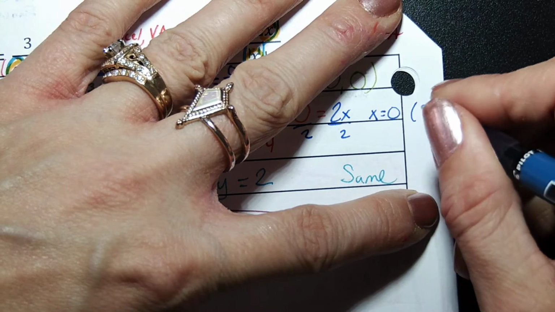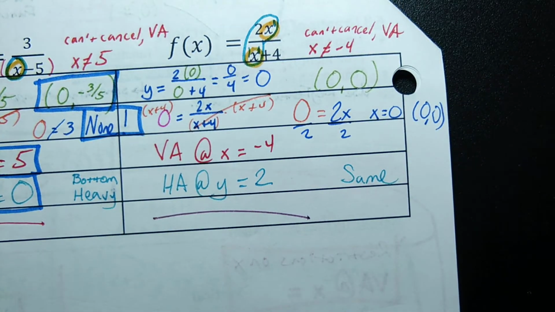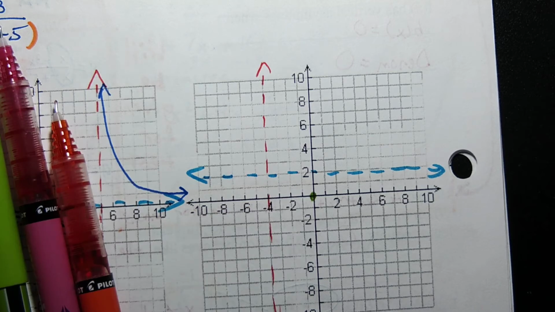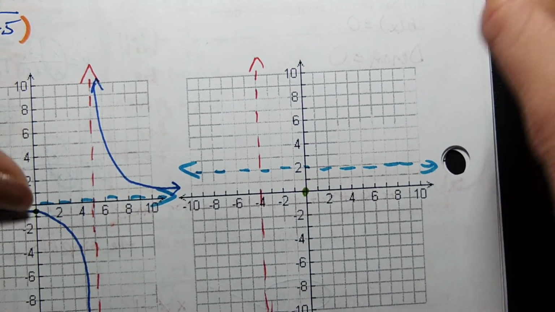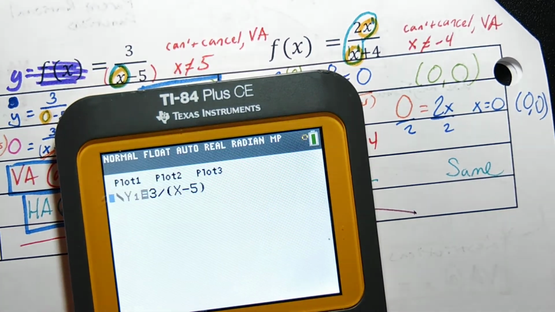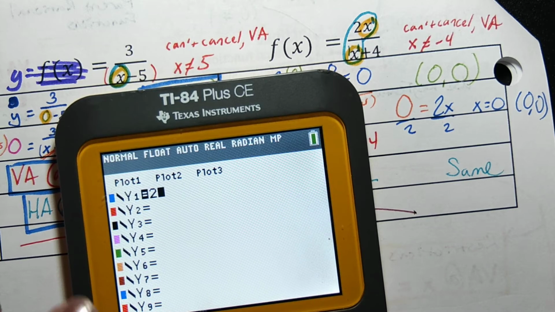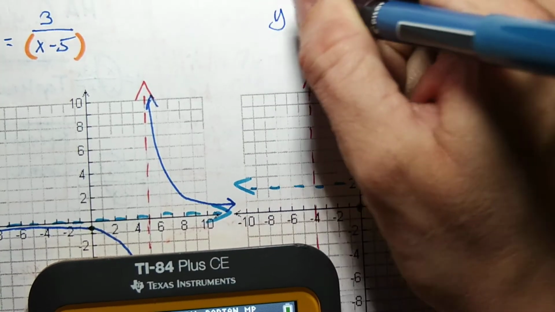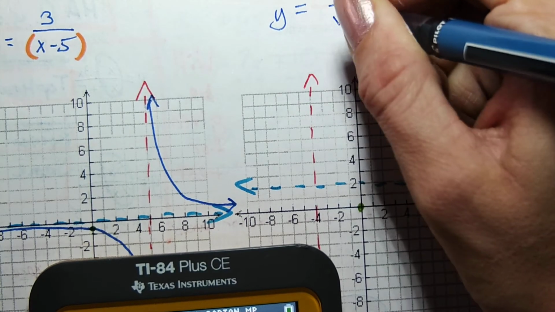So are we surprised that 0, 0 is also the x-intercept? Nope, because the origin is both an x-intercept and a y-intercept. It is exactly where the x and the y-axis are intersecting. So, neat. There's our exact point. We are now ready to use our calculator to get an idea of where the swooshes are. So y equals 2x divided by parentheses x plus 4. So you've got to have those parentheses. So y equals 2x over x plus 4.